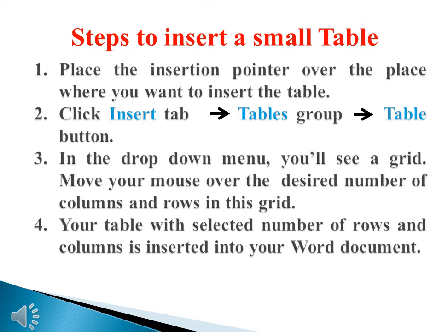Next is click Insert tab. Then in the tables group, click Table button. In the drop down menu, you will see a grid. Move your mouse over the desired number of columns and rows in the grid. Once you will click at a particular location, your table will be inserted automatically in your Word document.